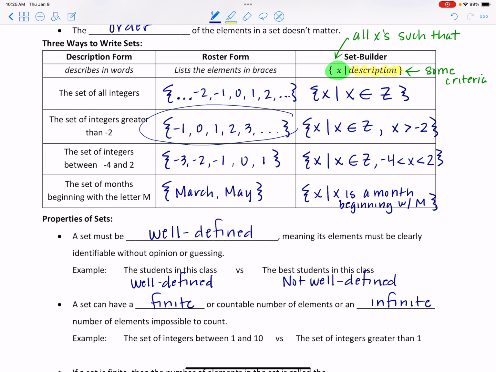Again, this list goes on forever. This list is countable. It does not go on forever. It's just those integers between -4 and 2. And this list is countable. It does not go on forever. There are exactly 2 elements in that set.